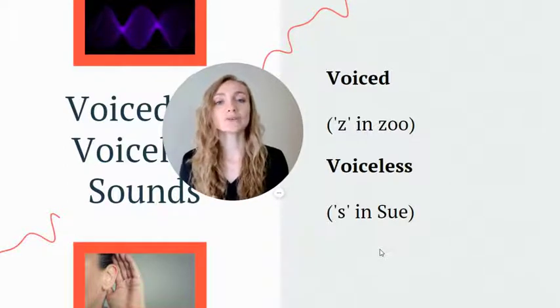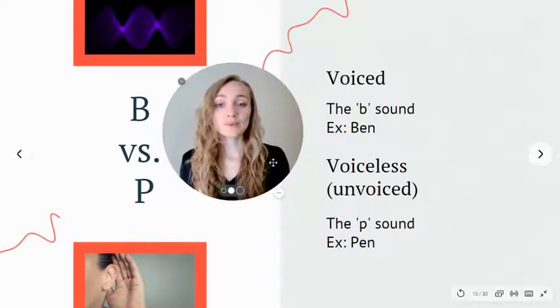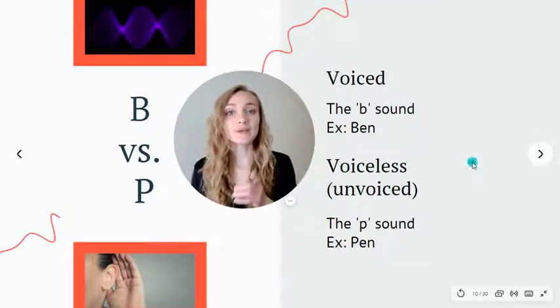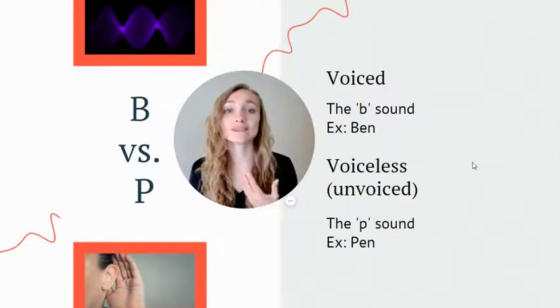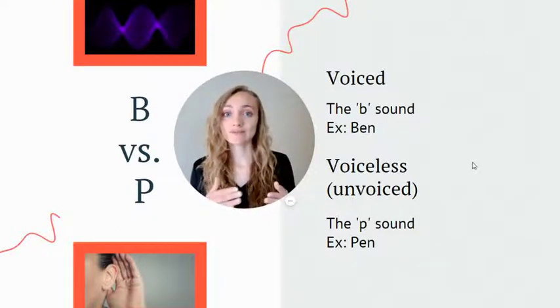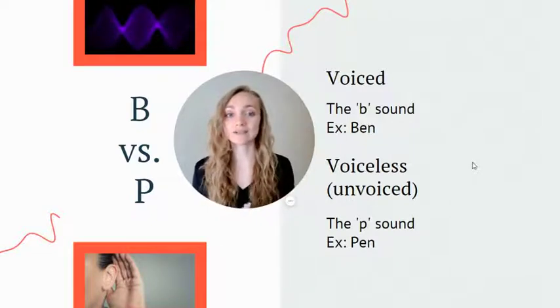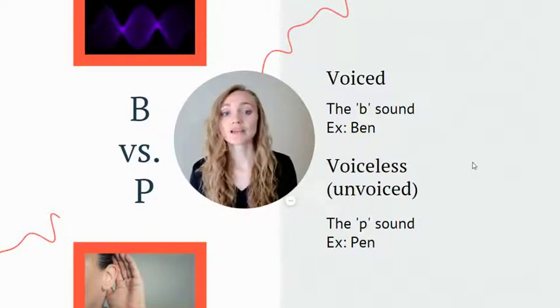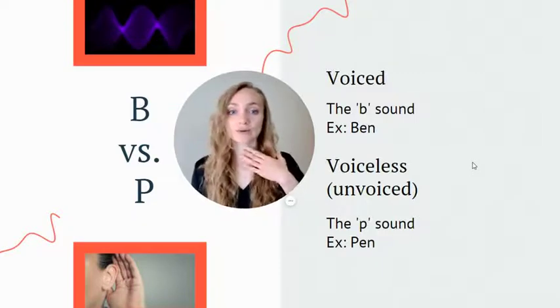So what we're gonna do is make the comparison with the P and the B. So with the P versus the B, B is a voiced sound. We use our vocal cords, like in the name Ben, Ben. But we also have a voiceless version of this consonant, an unvoiced sound, which is the P. So here we don't want to activate our vocal cords, like in pen, pen.